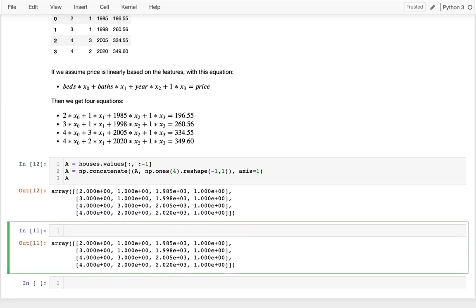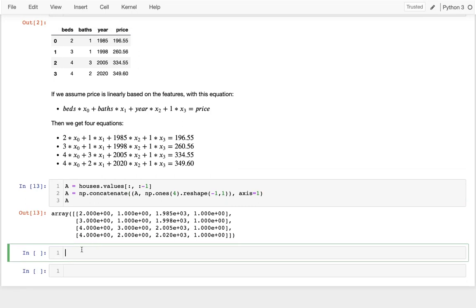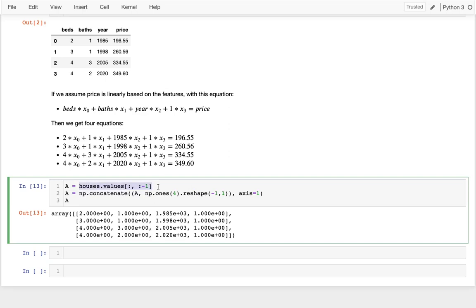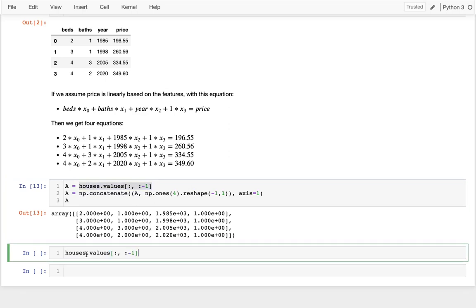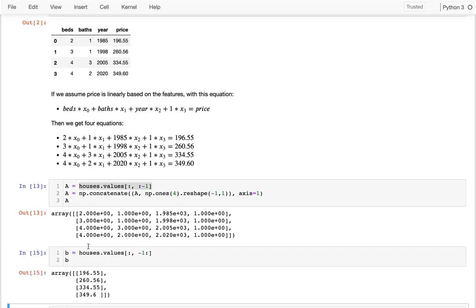And then what about B? B is the thing we're trying to predict, and that is this last column. I'm pulling that out separately. So it's going to be pretty similar to this, except instead of getting things before the last column, I do want to have the last column. So that's going to give me this 2x2 vertical. I might put B here, like so.